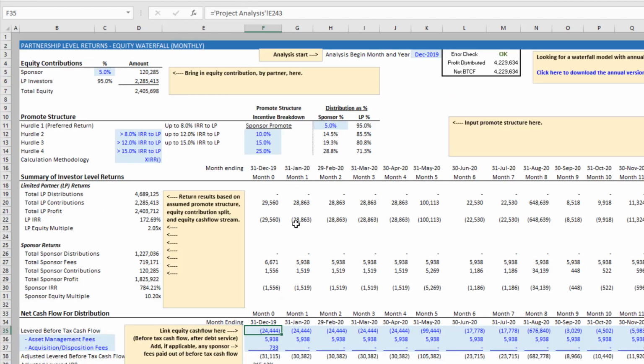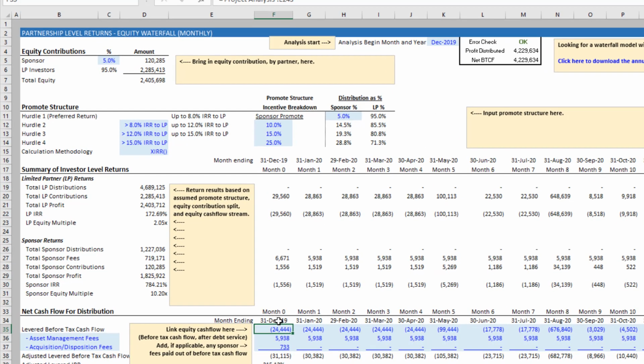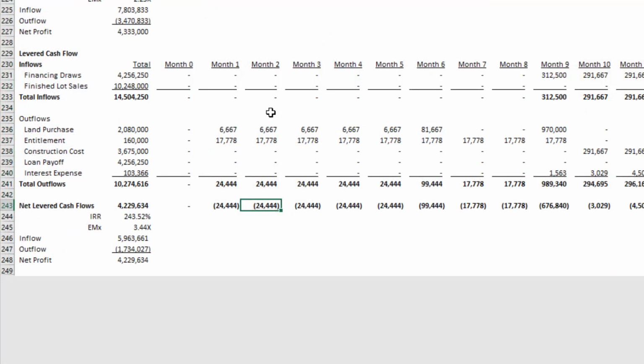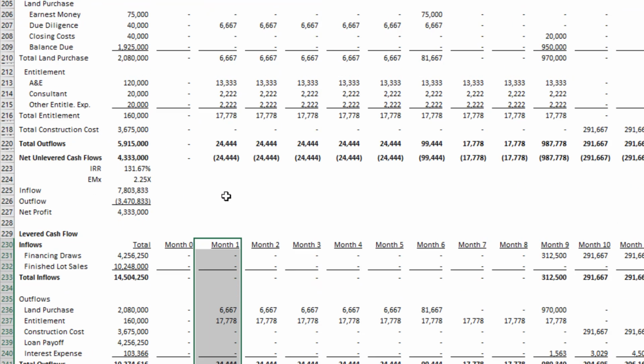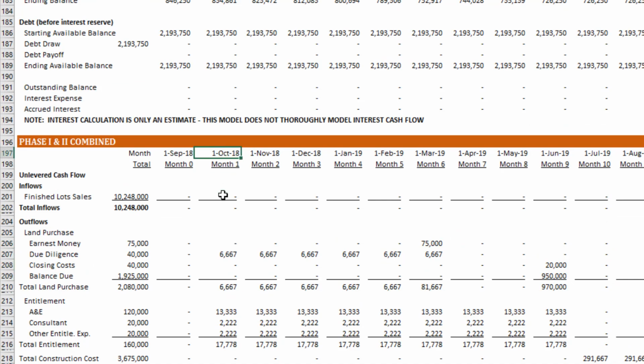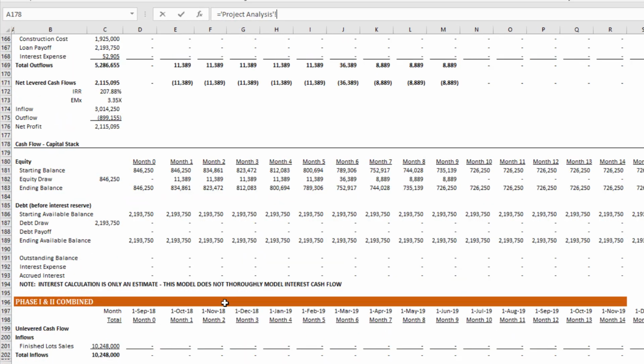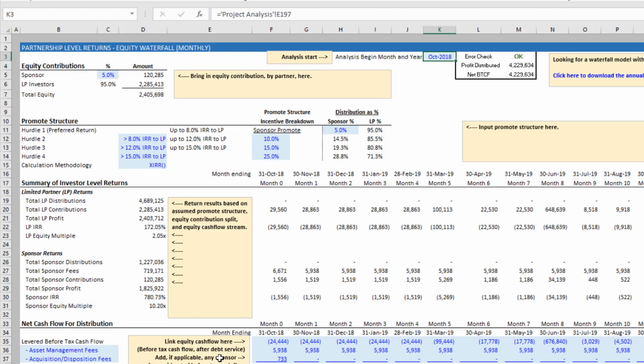The next thing we want to link then is the analysis begin month and year. Now you'll notice month zero on our equity waterfall is the very first period. And we come back here, the very first period, that's really month one on this, is October 2018. So I'm just going to come over here and link this to that October 2018, okay?